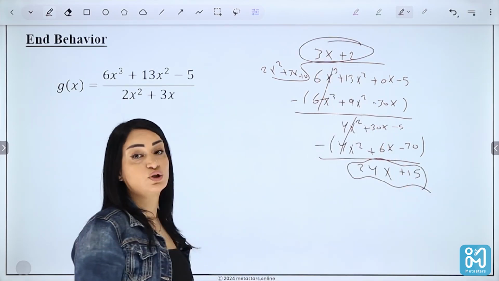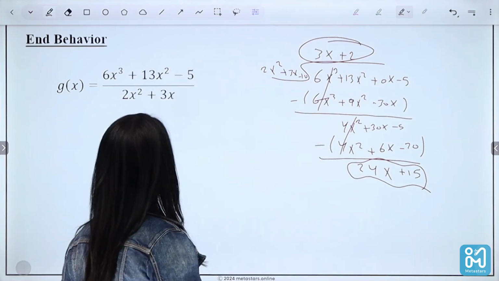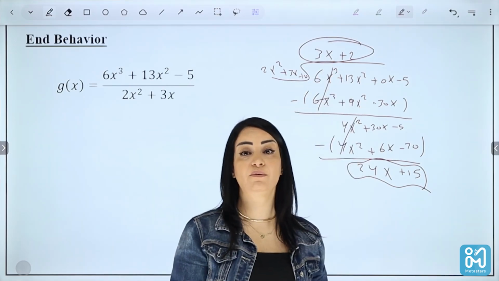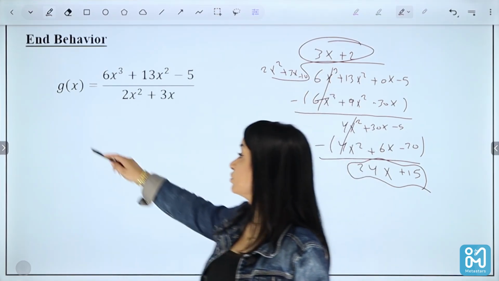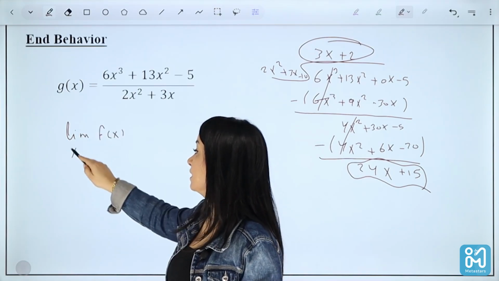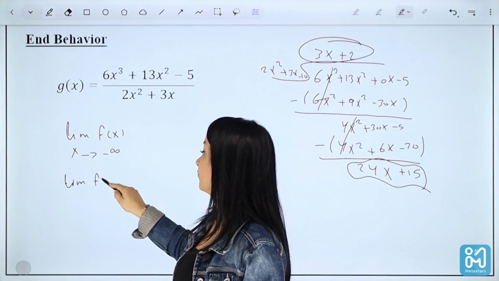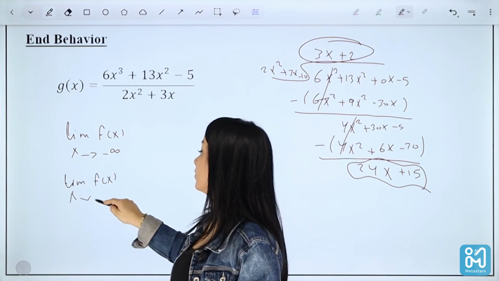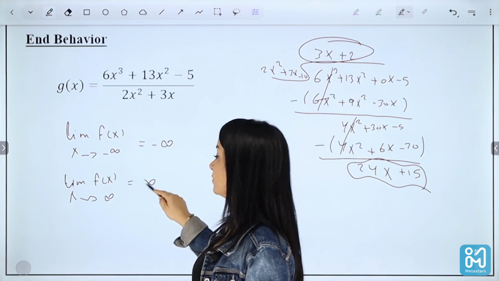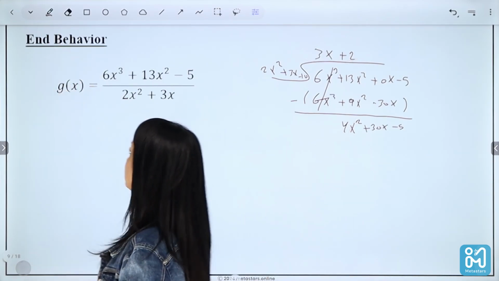So here, this is the remainder, and this is the quotient. So it's a linear function increasing since the slope is positive. So the end behavior for this rational function is going parallel with the end behavior for our quotient. Also, we can say that lim f of x as x goes to the negative and lim f of x as x goes to the positive. When it's going to the negative, it goes to the negative. When it's going to the positive, it also goes to the positive.